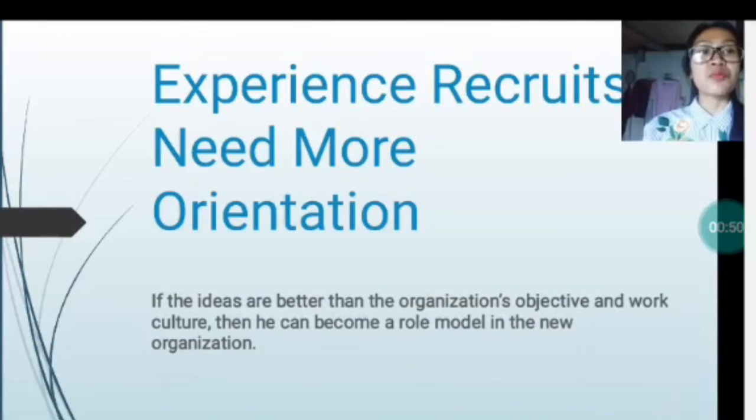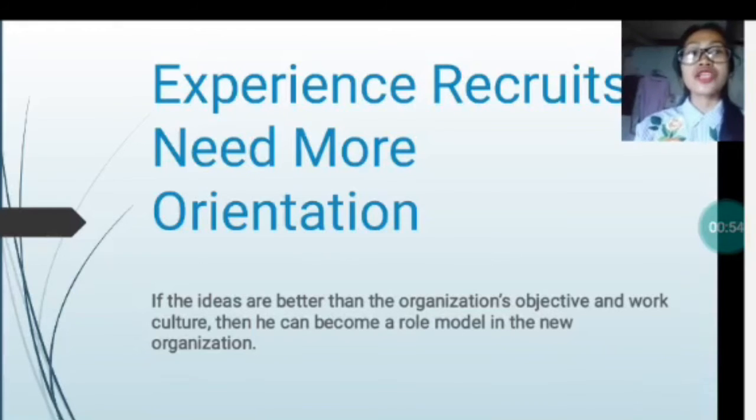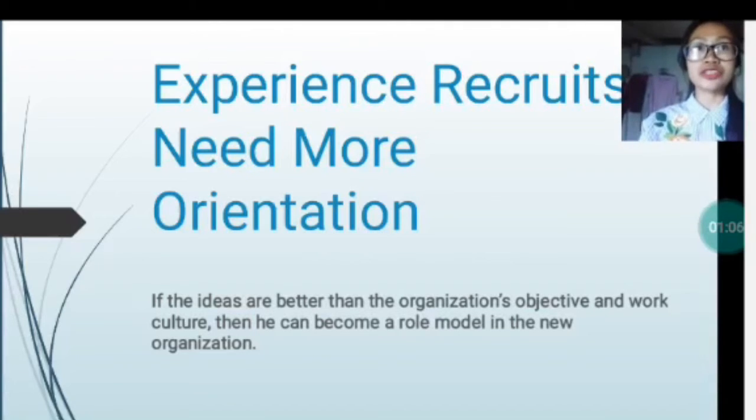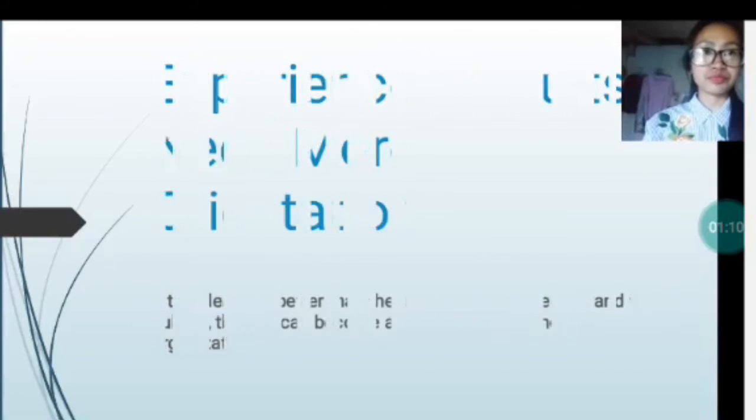If his ideas are better than the organization's objective and work culture, then he can become a role model in the new organization. If a fresh employee can be easily molded as per the organization's goals and objectives, then an experienced person will definitely bring different ideas.